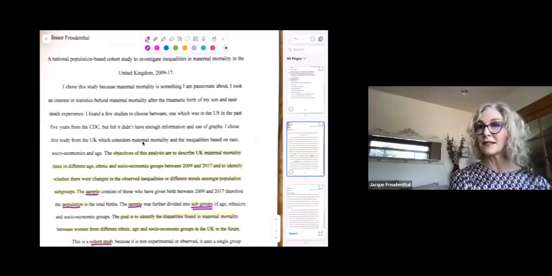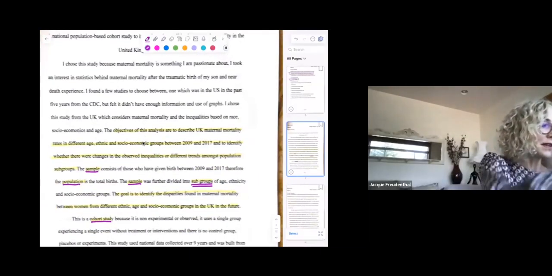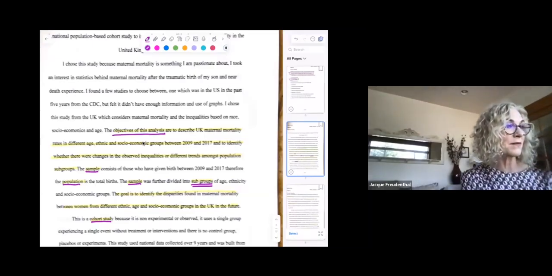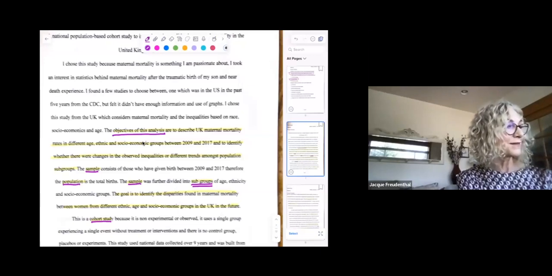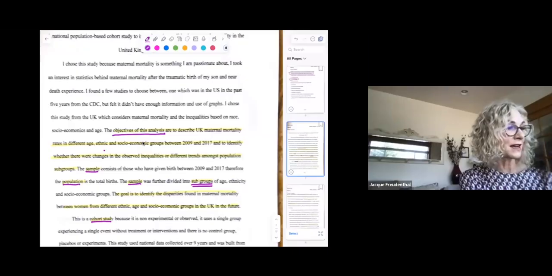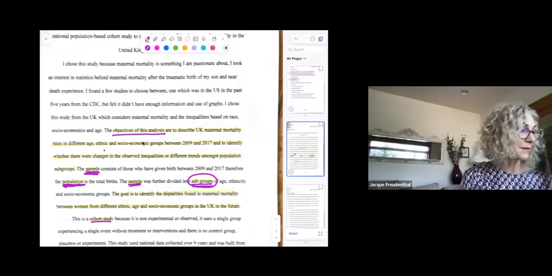Okay, so this first paragraph here, it does talk about the objectives of the analysis, and this is to describe UK maternal mortality rates in different age, ethnic, and socioeconomic groups between 2009 and 2017, and to identify whether there were changes in observed inequalities or different trends amongst population subgroups. It lists the sample, it lists the population, and the sample has been divided further into subgroups.